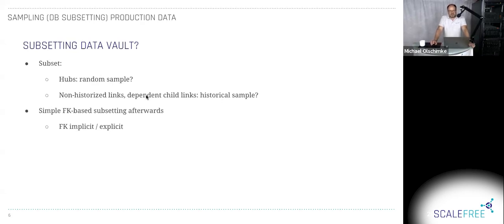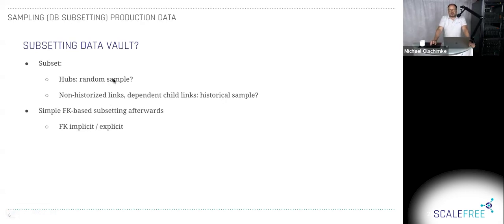And once you have that, everything else is simple: the derivation of references. Because there might be links between the hubs, right? So you identify those links where the hub references include a hash key which is still in your hub definition, in your subset of the hub.